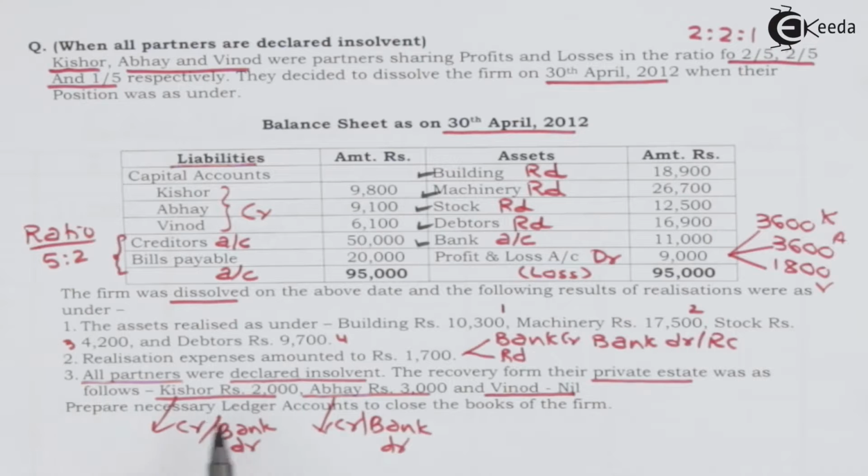Third adjustment: all partners were declared insolvent. The recovery from their private estate was as follows: Kishore 2,000, Abhay 3,000, Vinod nil. Amount received from Kishore and Abhay will be recorded to the debit of cash bank account.